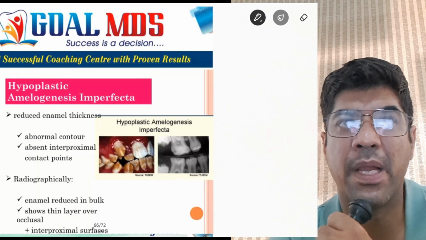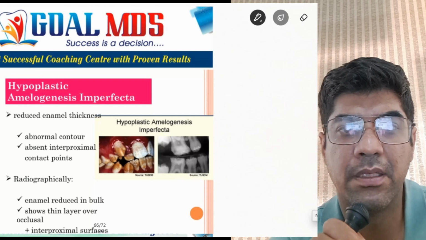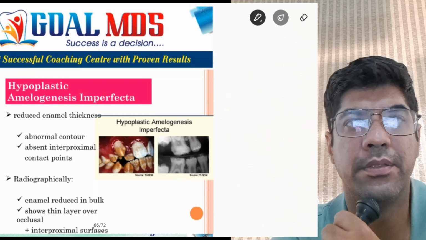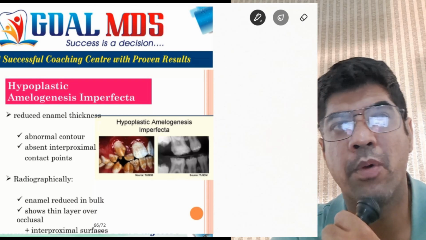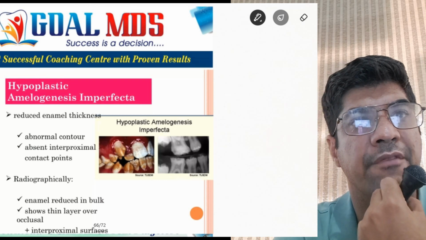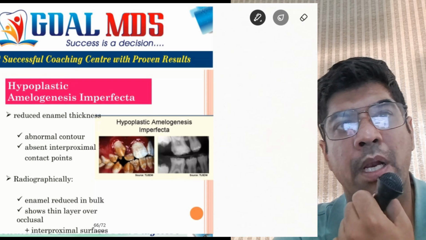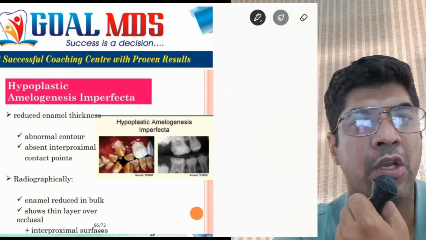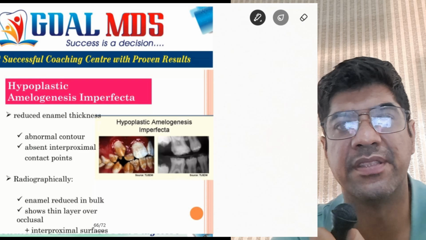Another form is the hypoplastic amelogenesis imperfecta, where there will be reduced enamel thickness and abnormal contour. The enamel would be very thin over the occlusal and the interproximal surfaces.